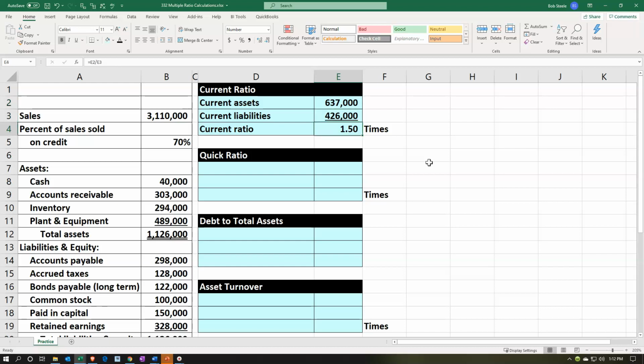1.5 times. So you want this number to be higher, or higher would be better from a bank's perspective, because they would think then you're less likely to not be able to pay a debt if they're going to give you a loan. If you're looking at an investment, you want this number to be reasonably high. If it's too high, you're like, well, why do you have so much? Maybe they're not using their assets efficiently, right? But you want this to be high enough that they're not in trouble of not being able to pay their current liabilities.